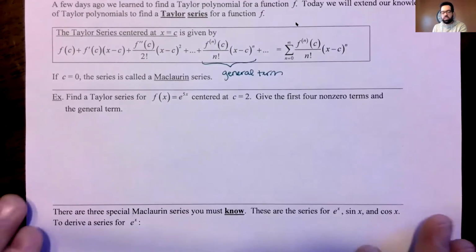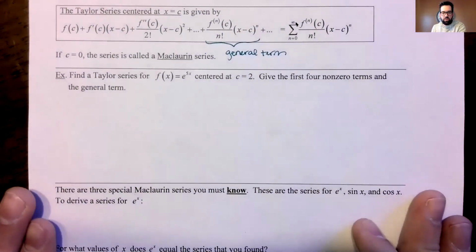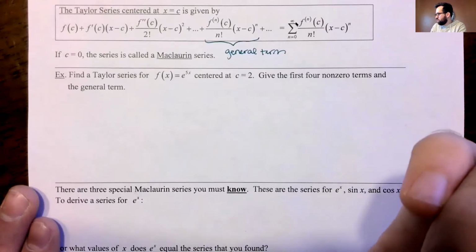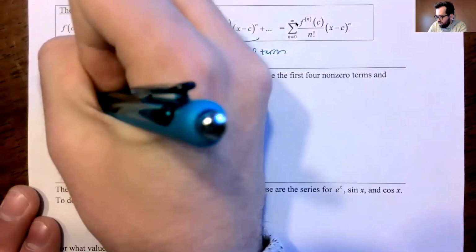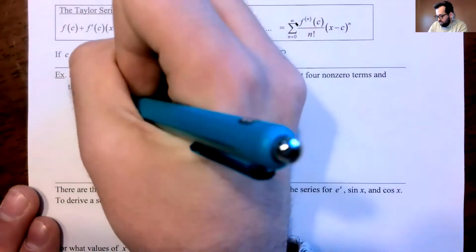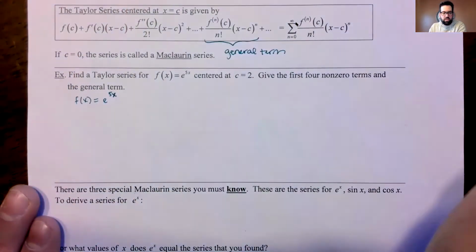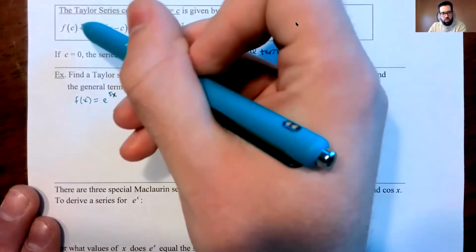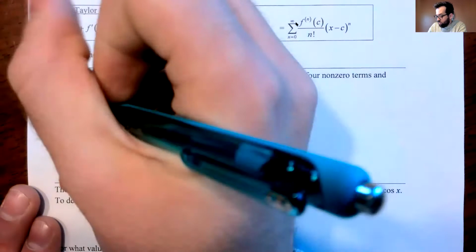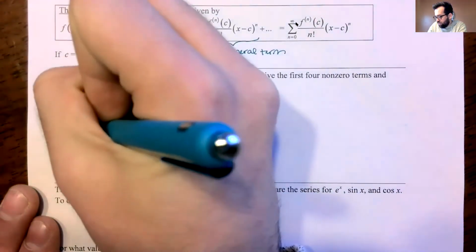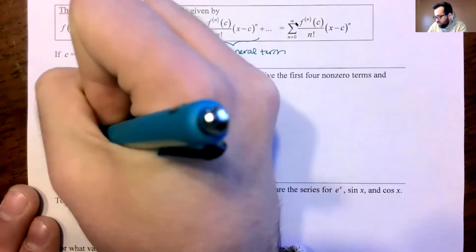So we're going to start this just like we would with the Taylor polynomial. We need the first 4 non-zero terms. So I am going to write out that f of x equals e to the 5x. And we're going to need at least the first 3 derivatives in order to get 4 terms, right? Because this will count as our first term. And then I'll do f prime, f double prime, f triple prime.